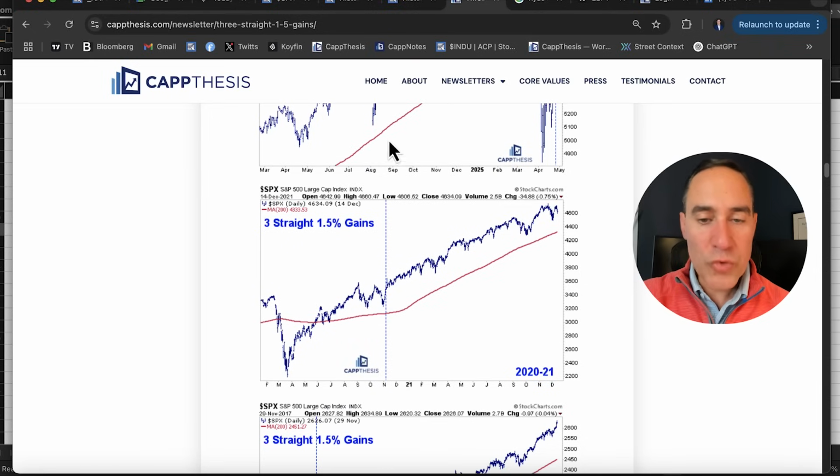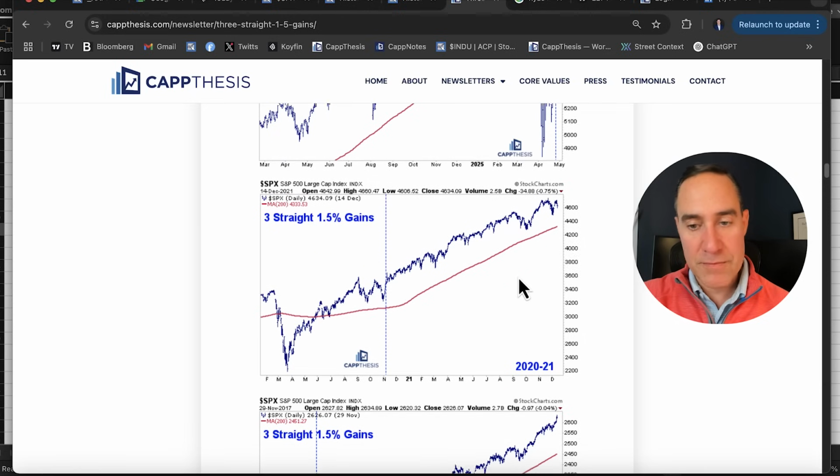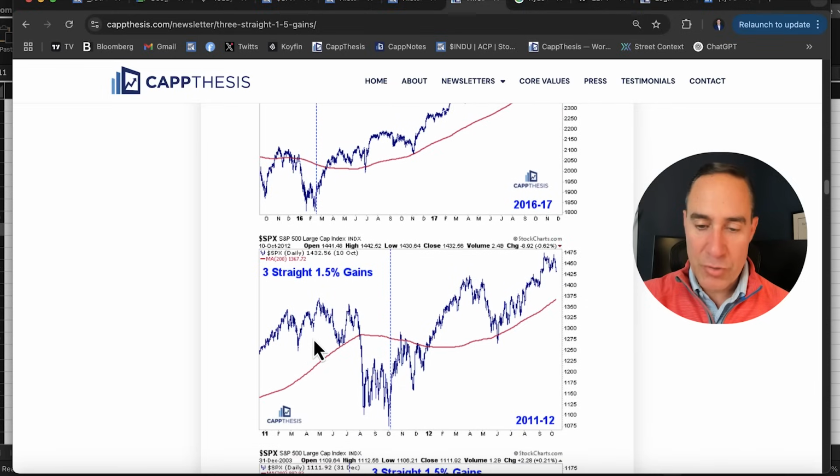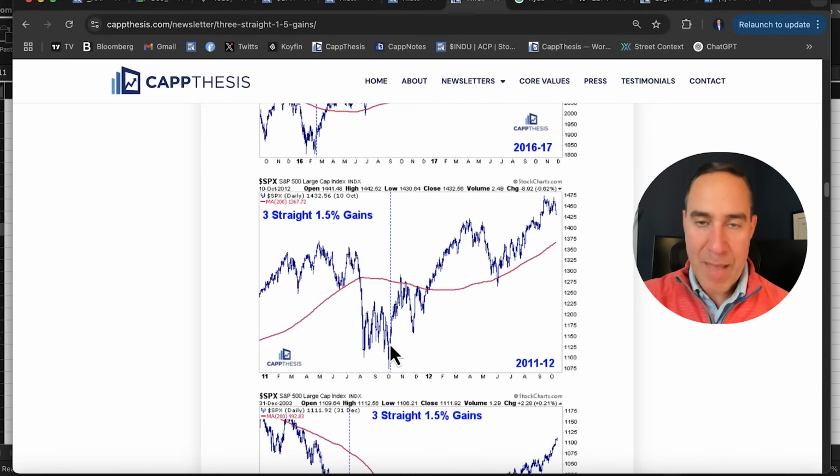So the only time of all these occasions when this particular instance of 3 straight 1.5% gains happened with the S&P already above its 200-day moving average was in 2021. All the other times it occurred below. So going through a few of the previous ones, 2016, February, marked the low, just around it. Going to 2011, happened right after, at least, the low in October 2011.